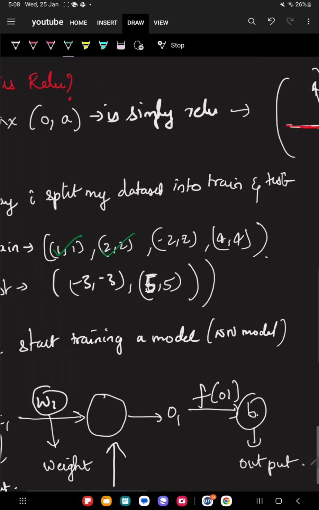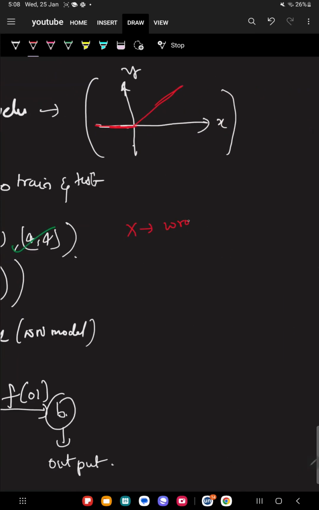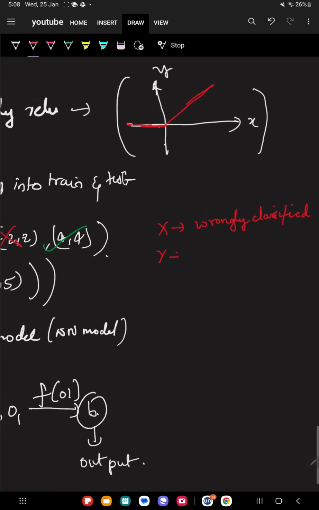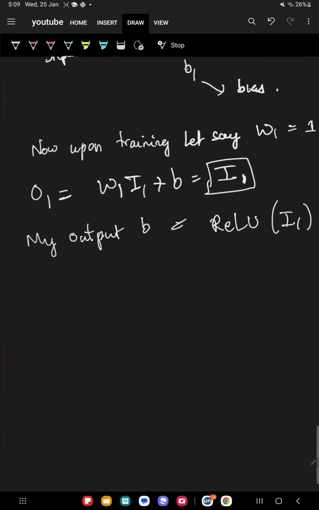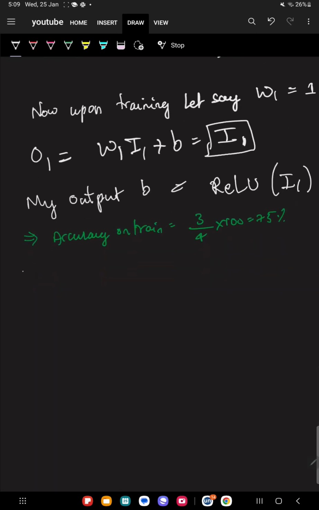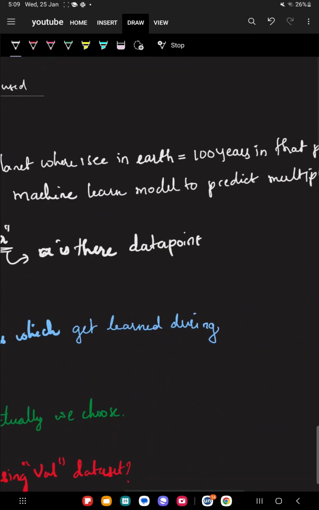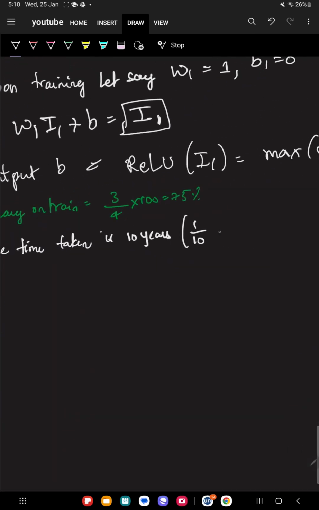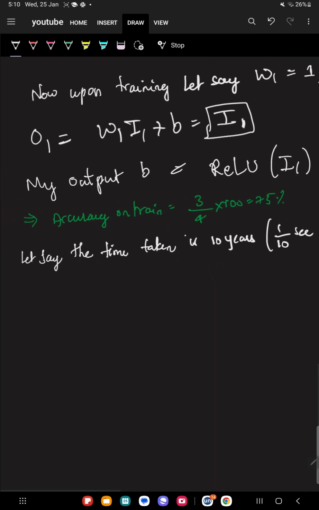Now, you can see that except for the negative data point, all the outputs will be correct, and hence the accuracy on my training dataset would be 3/4 times 100, which is equal to 75%. Let's say the time taken for training this model is around 10 years. That is 1/10 of a second if it was done on the Earth.